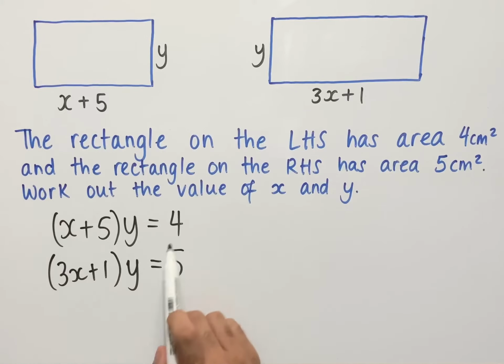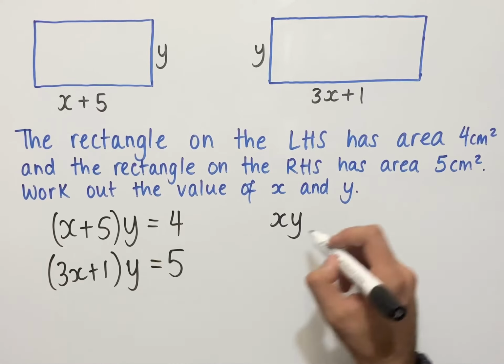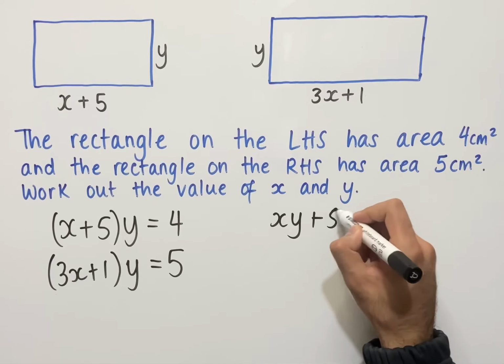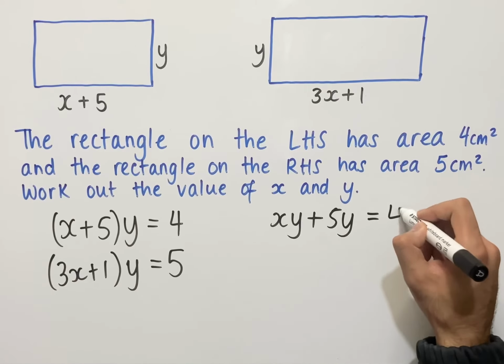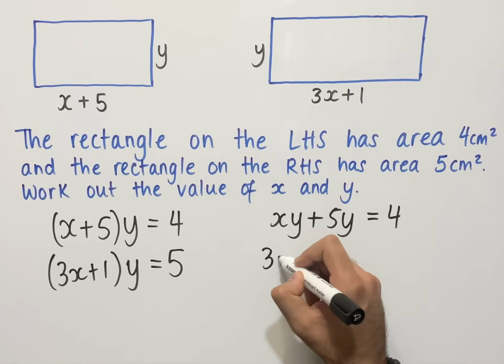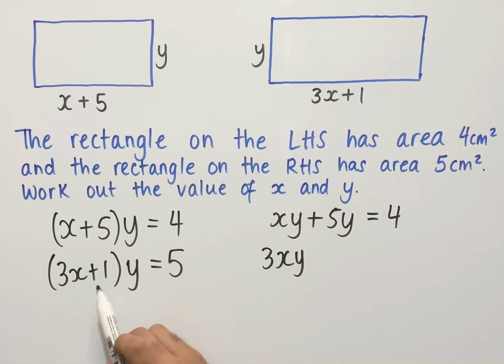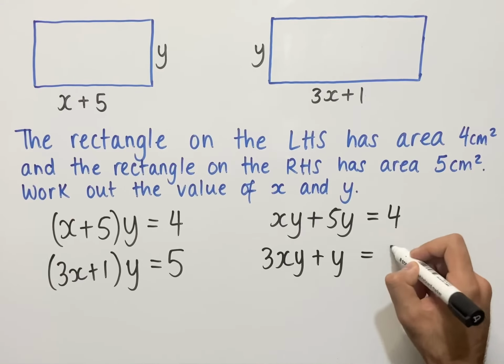So for the first equation, we have x times y, which is xy, then 5 times y, which is 5y, so we write plus 5y, and that equals 4. And then for the second equation, we've got 3x times y, which is 3xy, and 1 times y, which is y. So plus y equals 5.